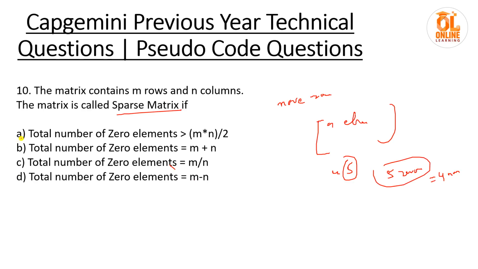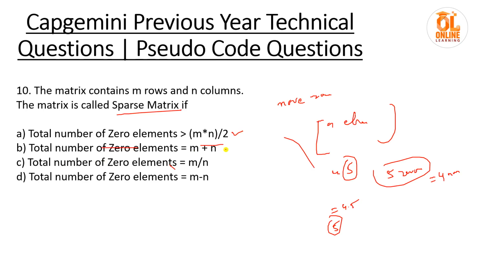So from the options, option A: total number of zero elements greater than m into n by 2. M into n by 2 means, if you take 9, that is 3 by 3, 3 into 3 is 9, 9 by 2 is 4.5, so rounding off, it is greater than 4.5, so it should have at least 5. So this condition is satisfied.